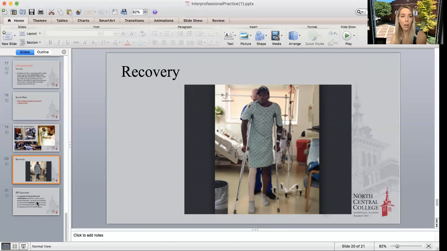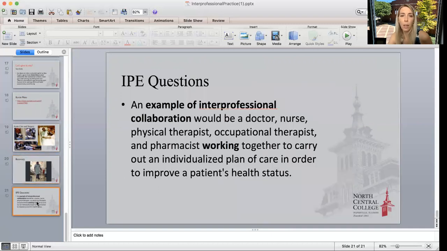Now we're going to take it, and this is the last slide here. So here's this example of the interprofessional collaboration. All these different people, and I would hope your list, when you really think about Kevin's specific case, would be even more inclusive than just these people. They're all working together to carry out an individualized care plan for Kevin to improve his health status.